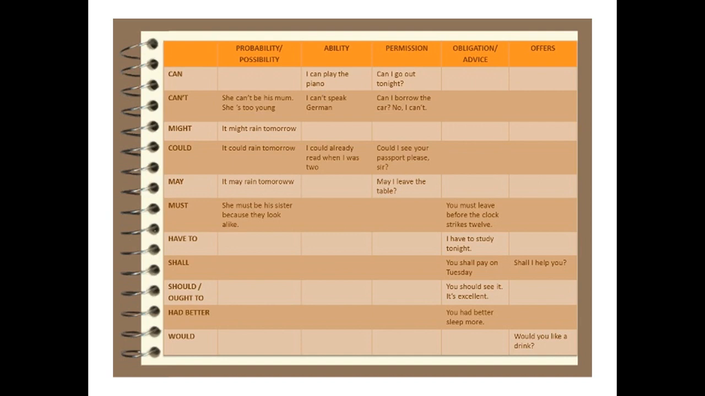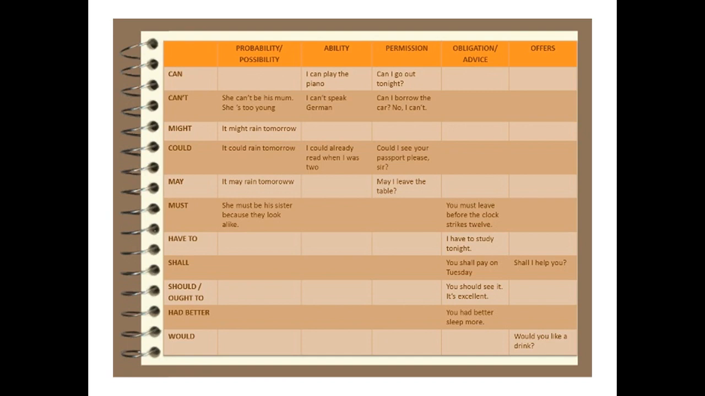Might as possibility. It might rain tomorrow. Could as possibility. It could rain tomorrow. Could as ability. I could already read when I was 2. Could as permission. Could I see your passport, please, sir?